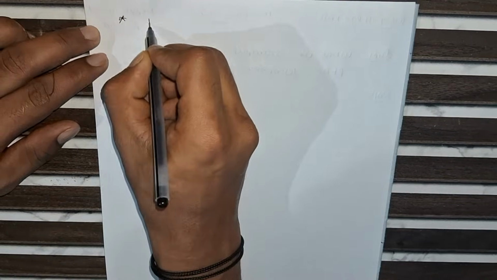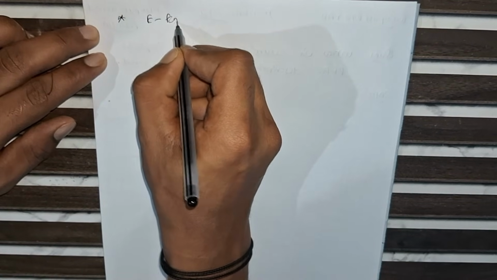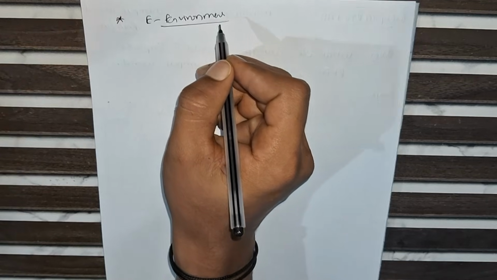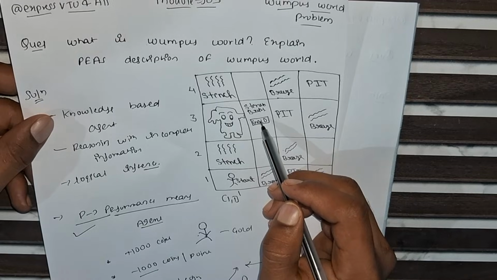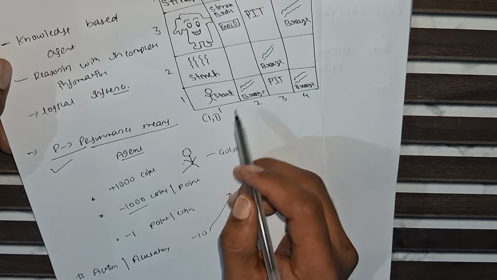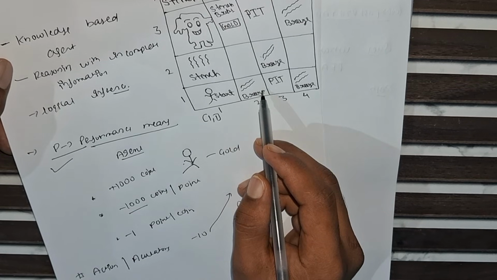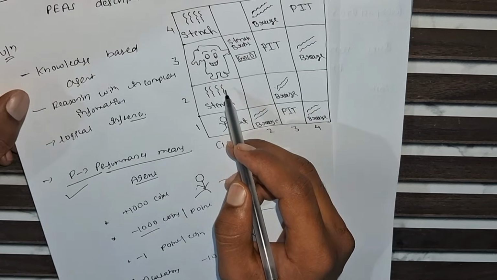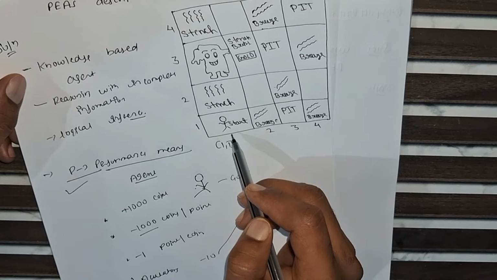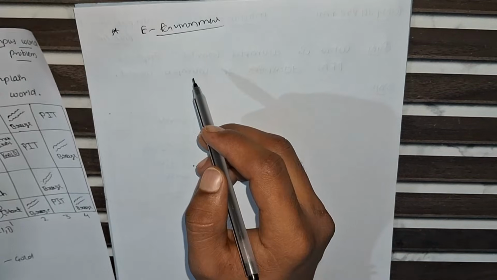Now E stands for environment. Environment means this is a 4x4 grid room. The agent initially stands at 1,1 facing toward the right-hand side. The locations of the Wumpus and gold are chosen randomly except the first square of the agent. All this comes under environment.